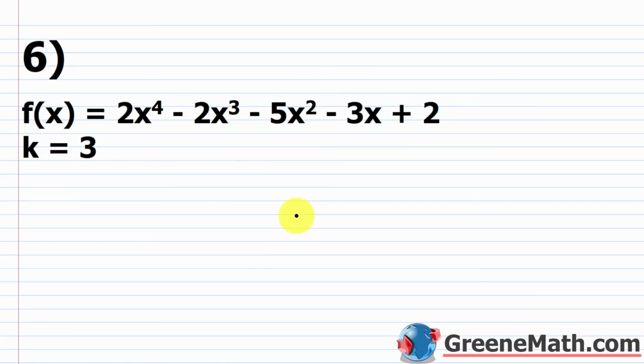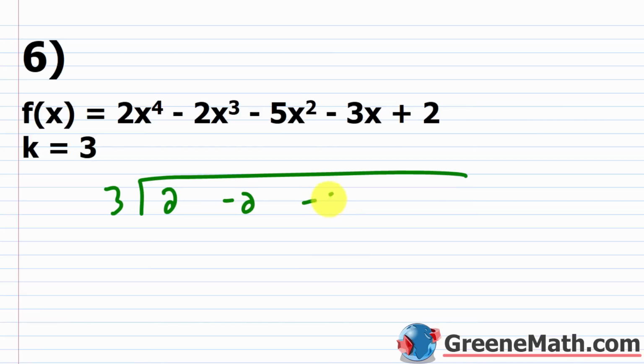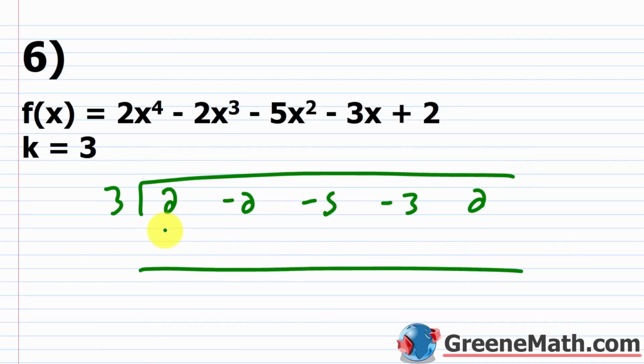All right, let's take a look at problem 6. So here we have f of x equals 2x to the 4th power minus 2x cubed minus 5x squared minus 3x plus 2. We have a k value that's 3. Again, if this is positive, you're going to check for an upper bound. Let's go ahead and say we have 3 there, and let's set this up. So we have a 2, we have a -2, a -5, a -3, and then a 2. Let me just redo that, and let me do this like this and drop this down.